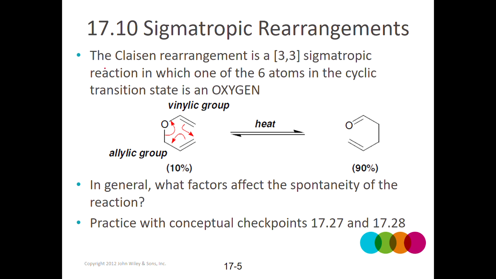Very similar reaction, a different variation on the sigmatropic rearrangement, named after a different dude. If oxygen is one of the 6 atoms involved in the electron shifting, that's a Claisen rearrangement. It's still a 3,3. So between this sigma bond breaking and this one over here forming, there's 1, 2, 3 atoms up here and 1, 2, 3 atoms down there. So we separate where the sigma bond's breaking and forming. Look how many atoms are on both sides. If it's 3,3, and one of the atoms is an oxygen, that's a Claisen rearrangement.